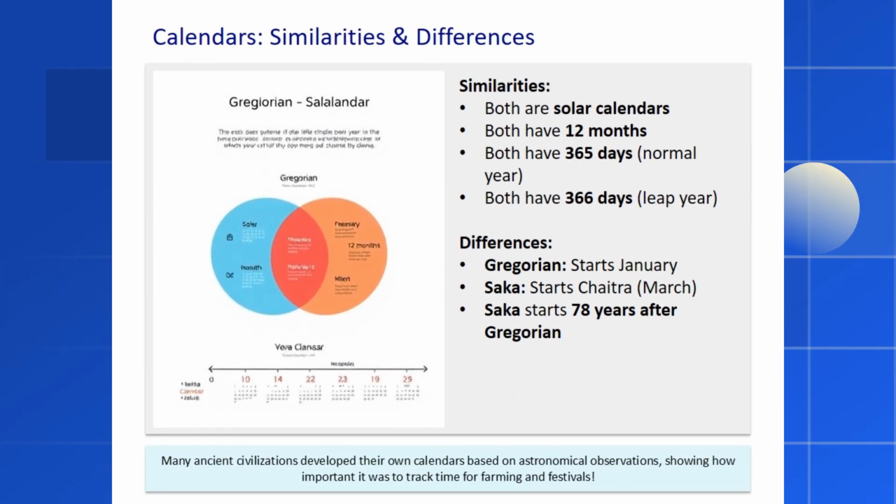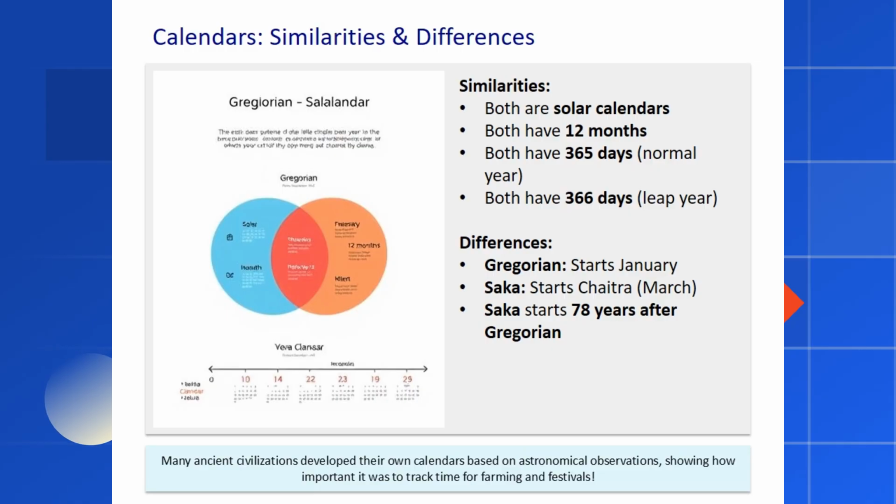Let's compare the Gregorian and Saka calendars to see what's similar and what's different. They have a lot in common. Both are solar calendars, meaning they're based on the Earth's orbit around the sun. They both have 12 months in a year. And both calendars have 365 days in a normal year and 366 days in a leap year. So in terms of structure and how they measure the solar year, they are quite similar.